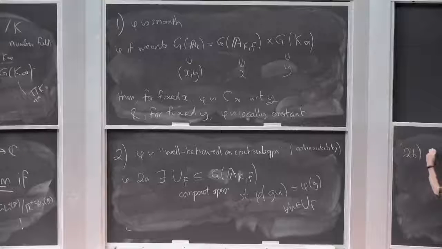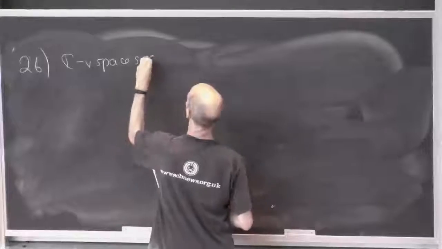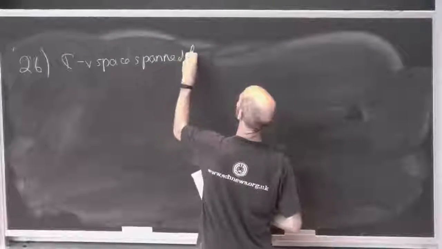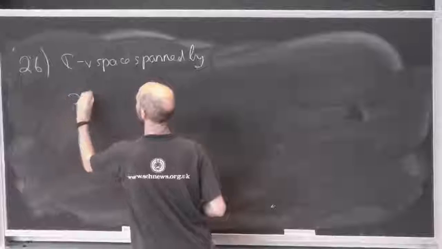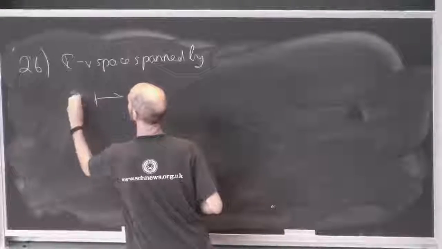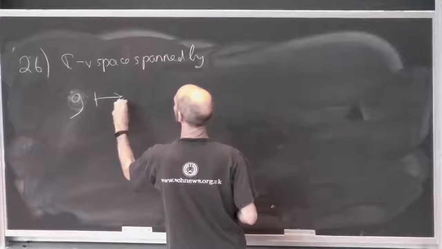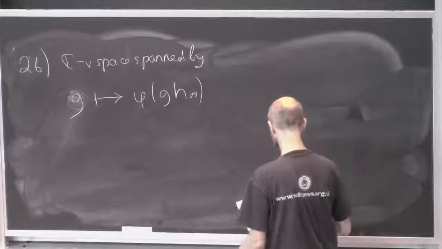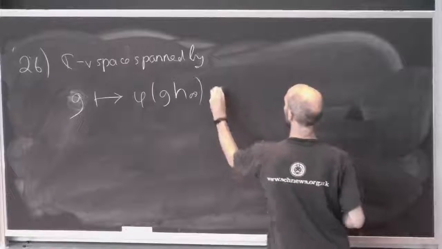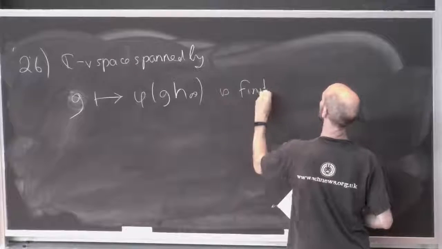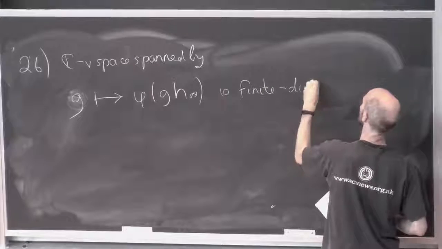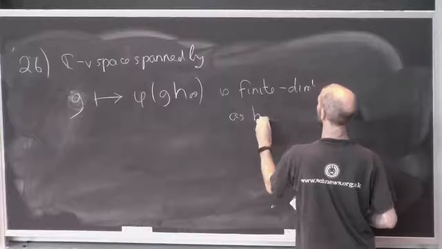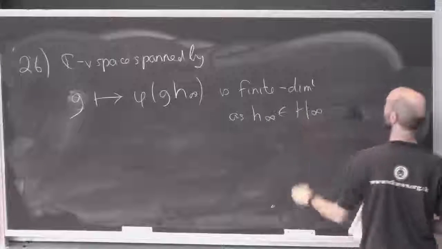I want to look at the complex vector space spanned by the functions g goes to phi of g h_infinity, as h_infinity runs through all of H_infinity. It's finite dimensional.